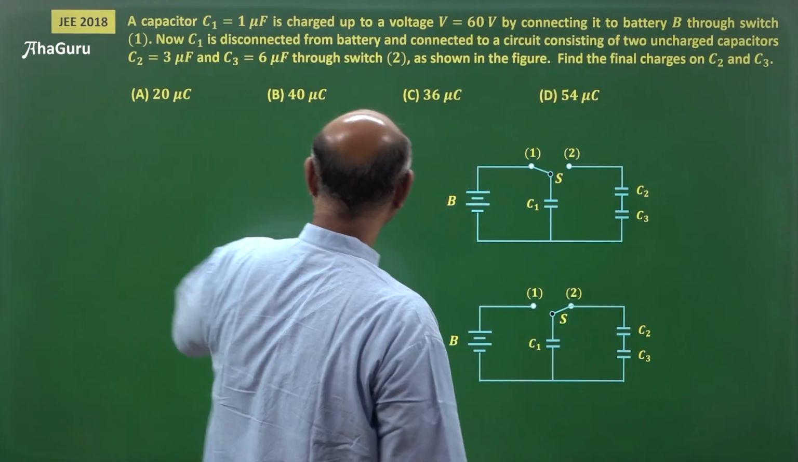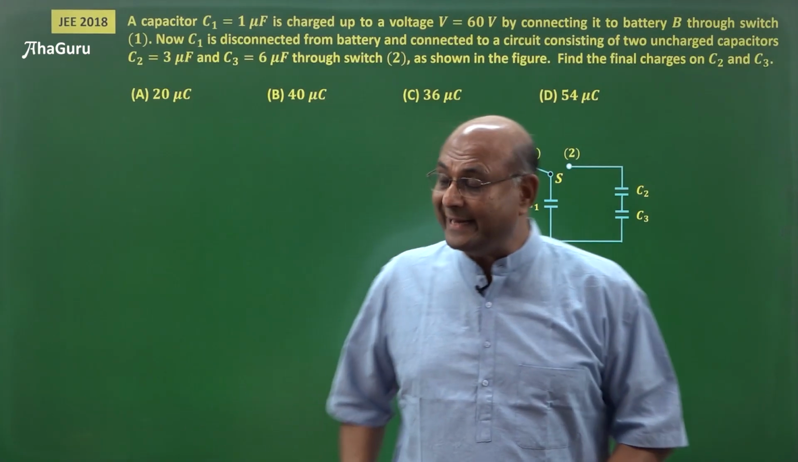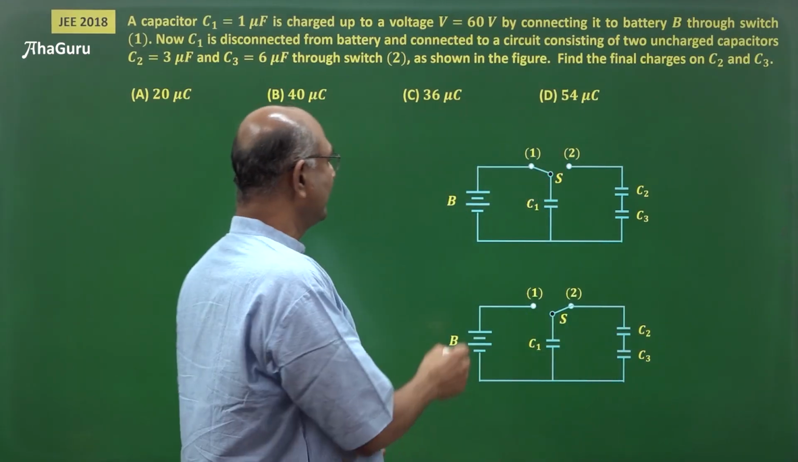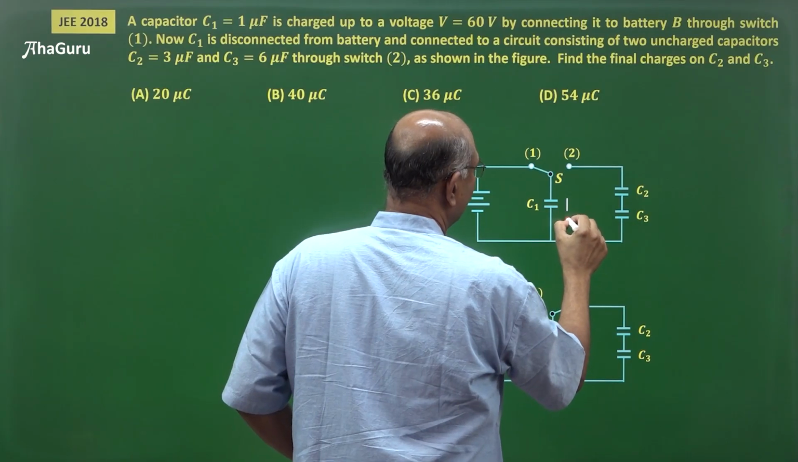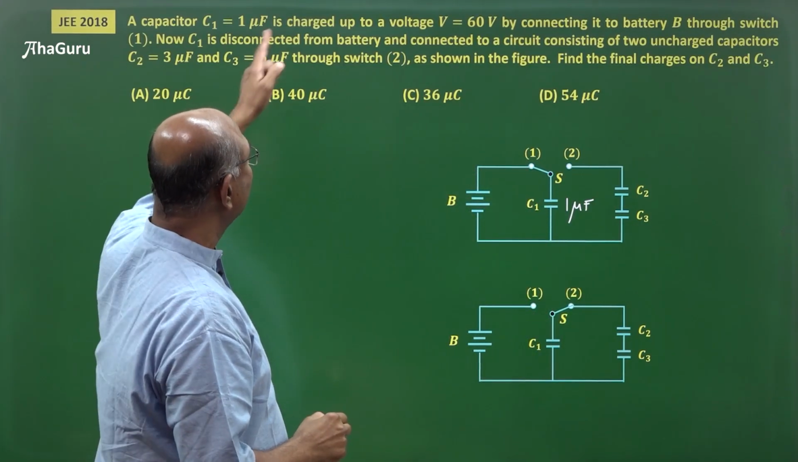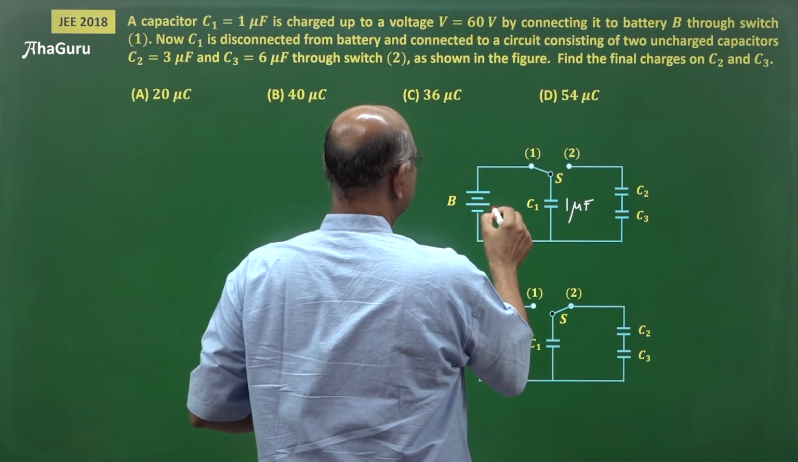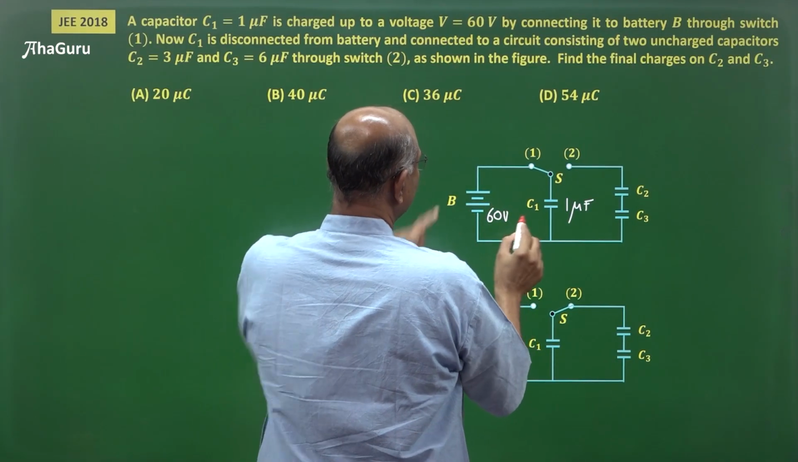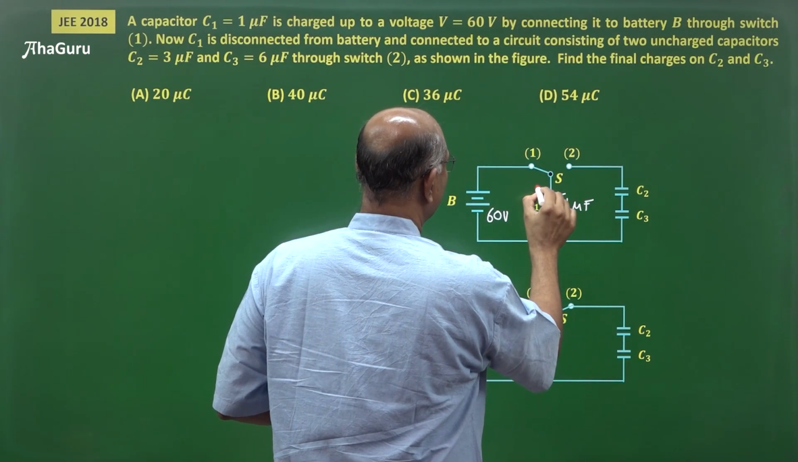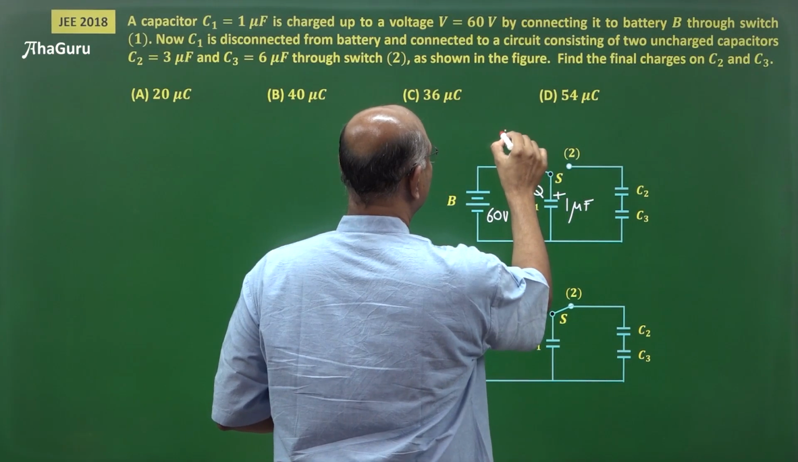Let us now look at this question that appeared in JEE in 2018. A capacitor C1, which is 1 microfarad. Okay, so this capacitor is 1 microfarad. Is connected initially to this battery, which has voltage 60 volts. So if this is 60 volts, this will be 60 volts. So you're going to get a charge Q here. How much will Q be?